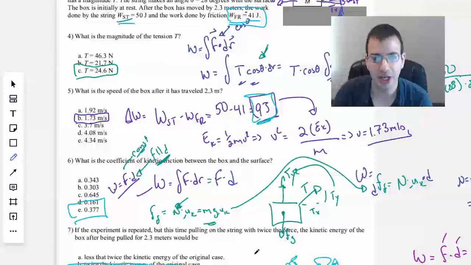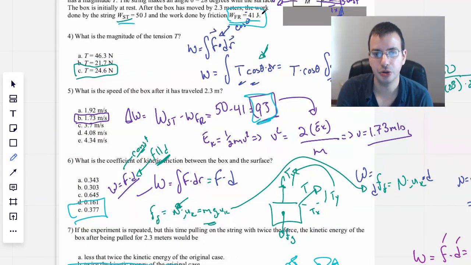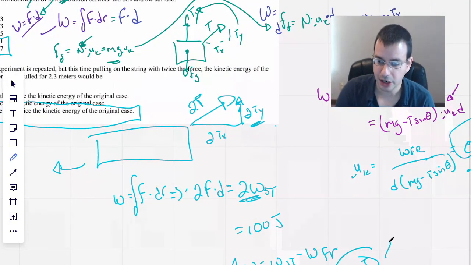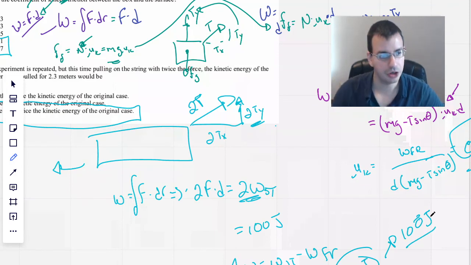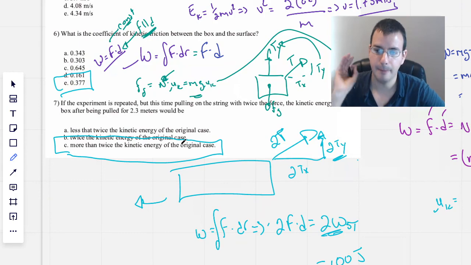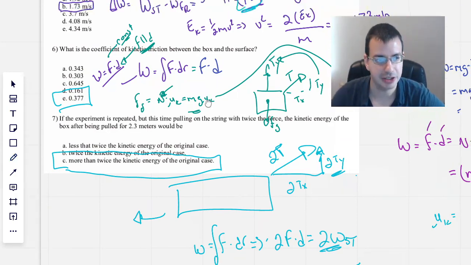And even if we assume we ended up lifting the box, all that would do would reduce the work of friction opposing us, which would actually mean that the value of 59 would be closer to 100 joules than it currently is. So either way, we're going to have more than twice the kinetic energy of the original case. Hope that helped.